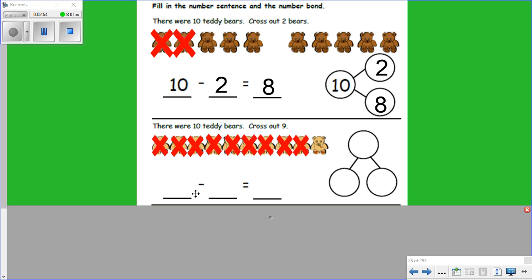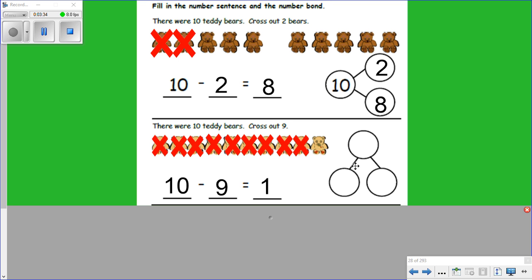Let's fill in our equation. What number do we put first in a subtraction problem? I hope you said the whole amount, all of what we had, the teddy bears. That was 10 of them. Minus, what number do we put now? The crossed out number or what's left number? I hope you said the crossed out number, minus 9. And that equals what's left? 1. Very good.